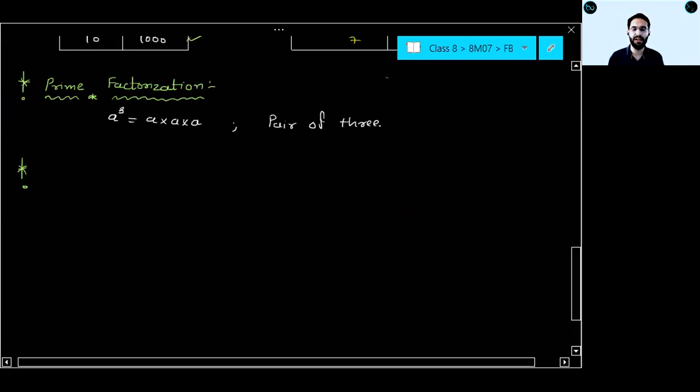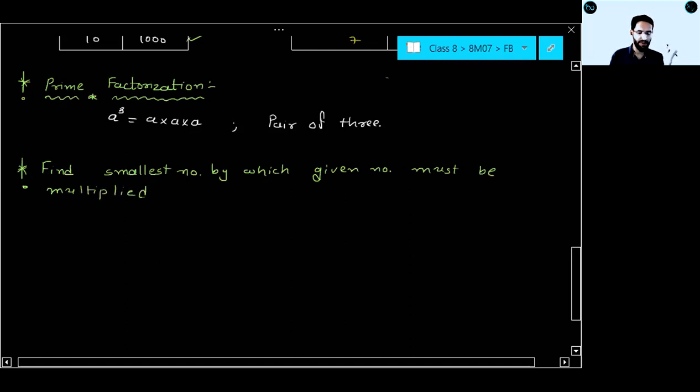See here, let me tell you what we should do. If they are asking you to find the smallest number by which a given number must be multiplied or divided, there are two types of different questions to obtain a perfect square.